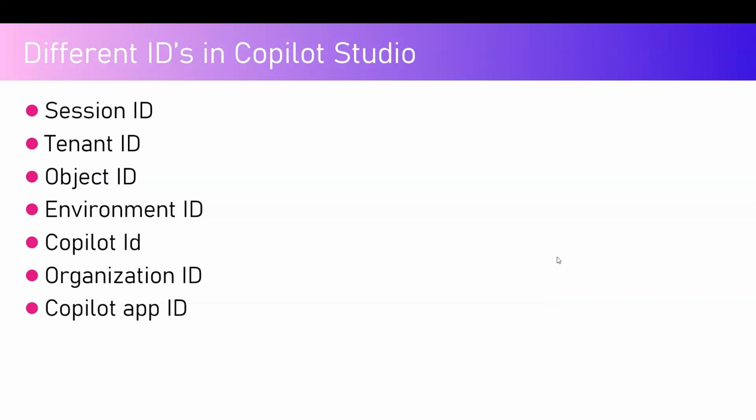Microsoft 365 Copilot. Now, there are different IDs which are currently available, named as Session ID, Tenant ID, Object ID, Environment ID, Copilot ID, Organization ID, Copilot App ID. Now, all these IDs have a different purpose.